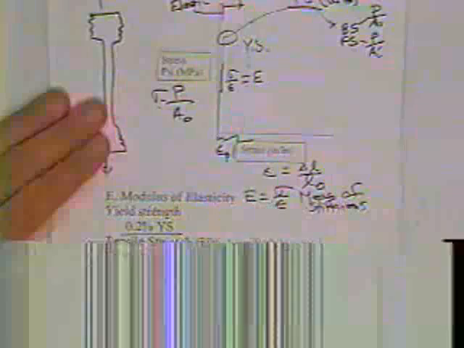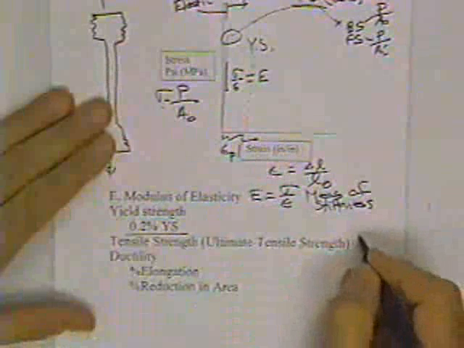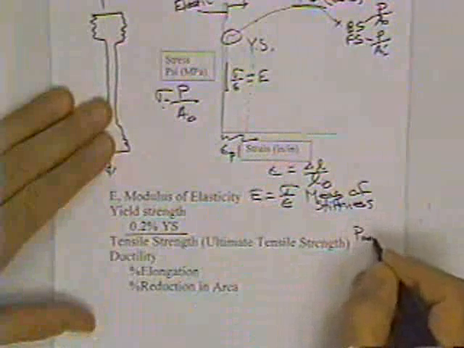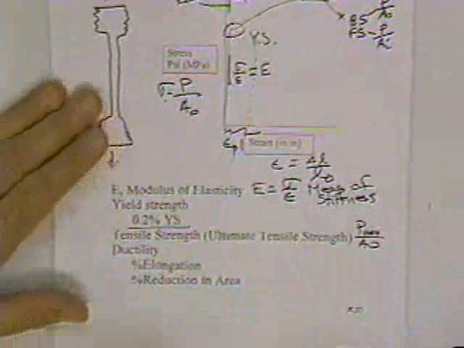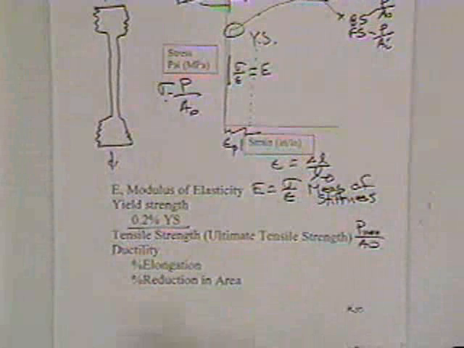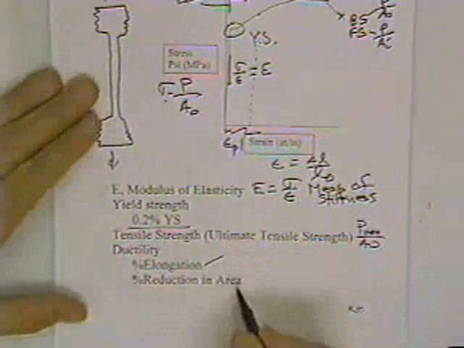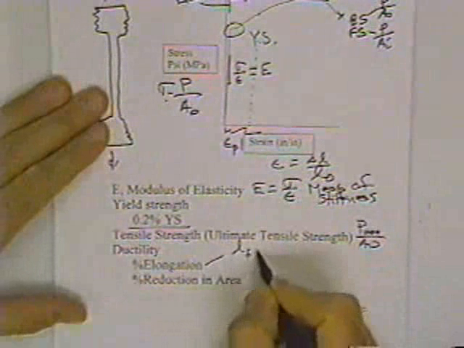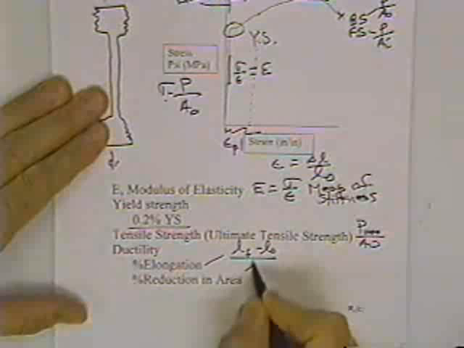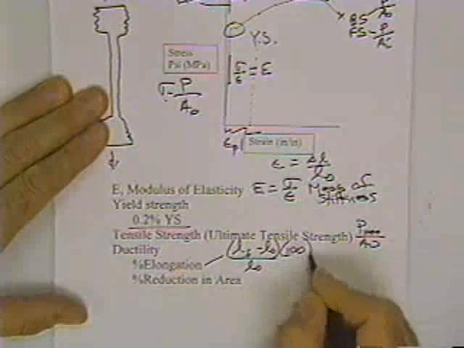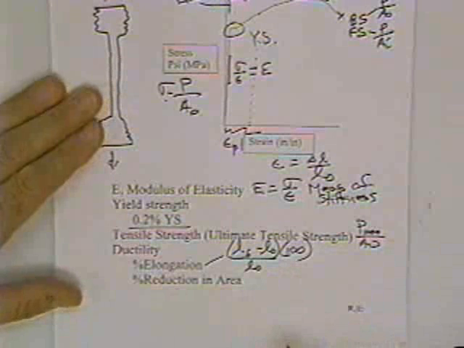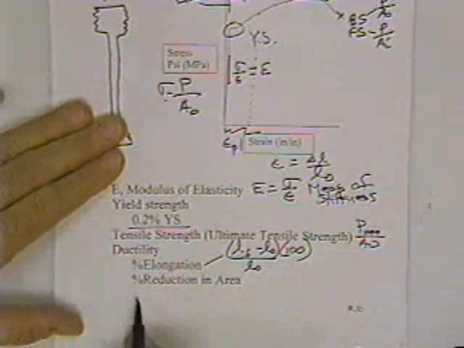We can also talk about the ultimate tensile strength or the tensile strength. The ultimate tensile strength is defined as P max over A0. And ductility, there's really two ways of talking about ductility. One's the change in length, and that's the final length minus the original length over the original length or gauge length times 100. And that's a good measure of uniform deformation.